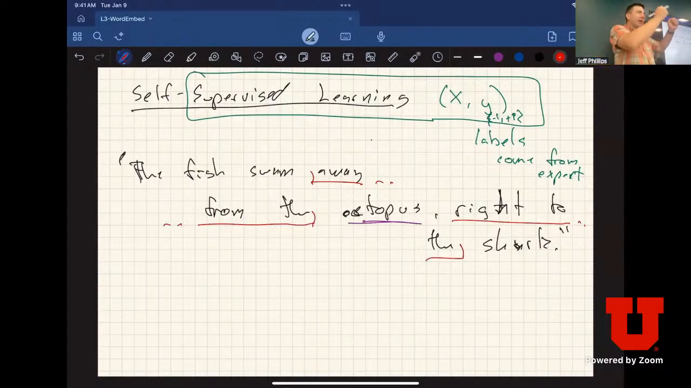You have a string of stock prices or a sequence of financial transactions. I take one out and look at the ones around it, and I can try to predict what that object was that was taken out. I could think of a log file as well.